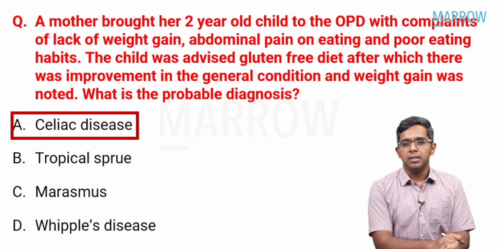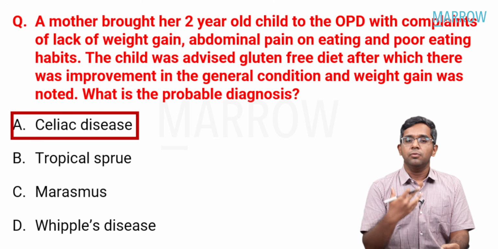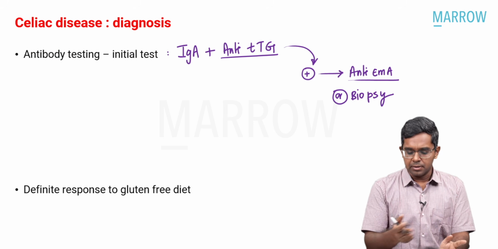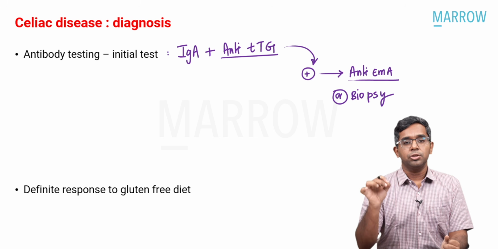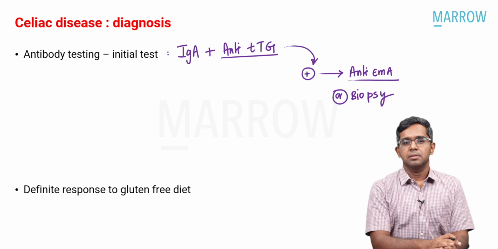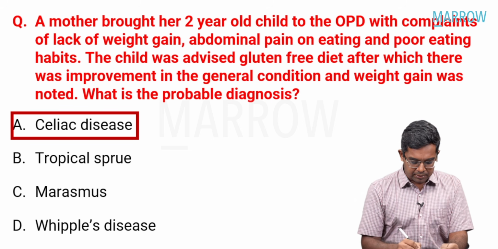Some students were recalling that there was also one more question related to the testing of celiac disease. As I have already told you in the previous slide, IgA testing along with anti-tissue transglutaminase would be the initial testing for suspected celiac disease. This was a probable question which many students were able to recall. Anyway, for the second question, the answer is celiac disease.